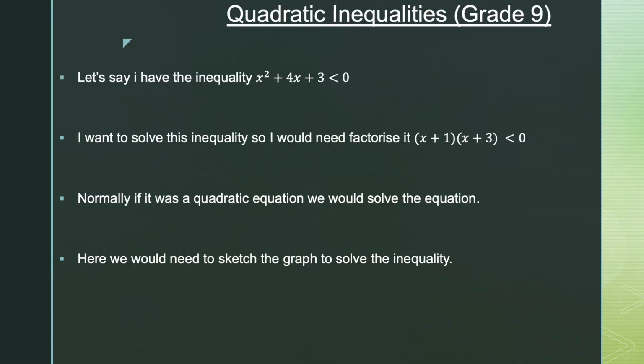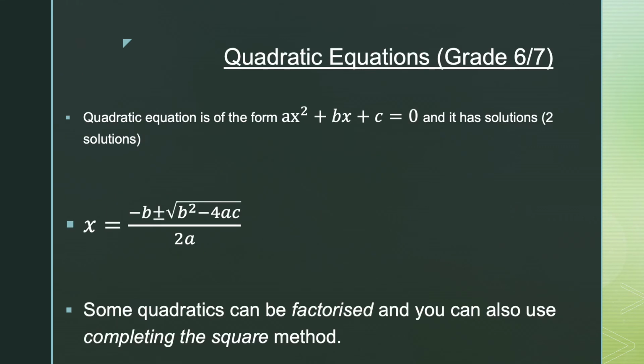Right, guys, next part. So we're nearly there actually. So let's solve quadratic equations, grade 6 7. A quadratic equation is in the form ax squared plus bx plus c, and it has two solutions. A key note, guys: if it has an x squared term, then it always must have two solutions. And it has solutions of the form x is equal to minus b plus or minus the square root of b squared minus 4ac, all over 2a. This is known as the quadratic formula.